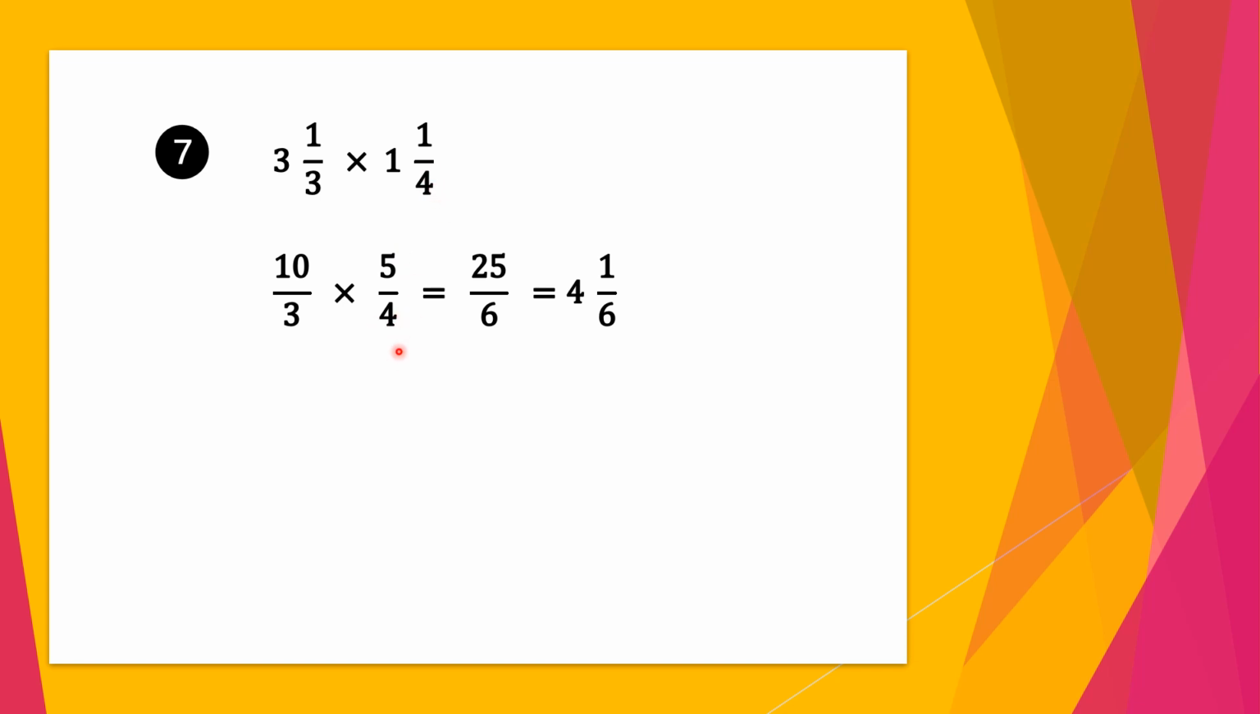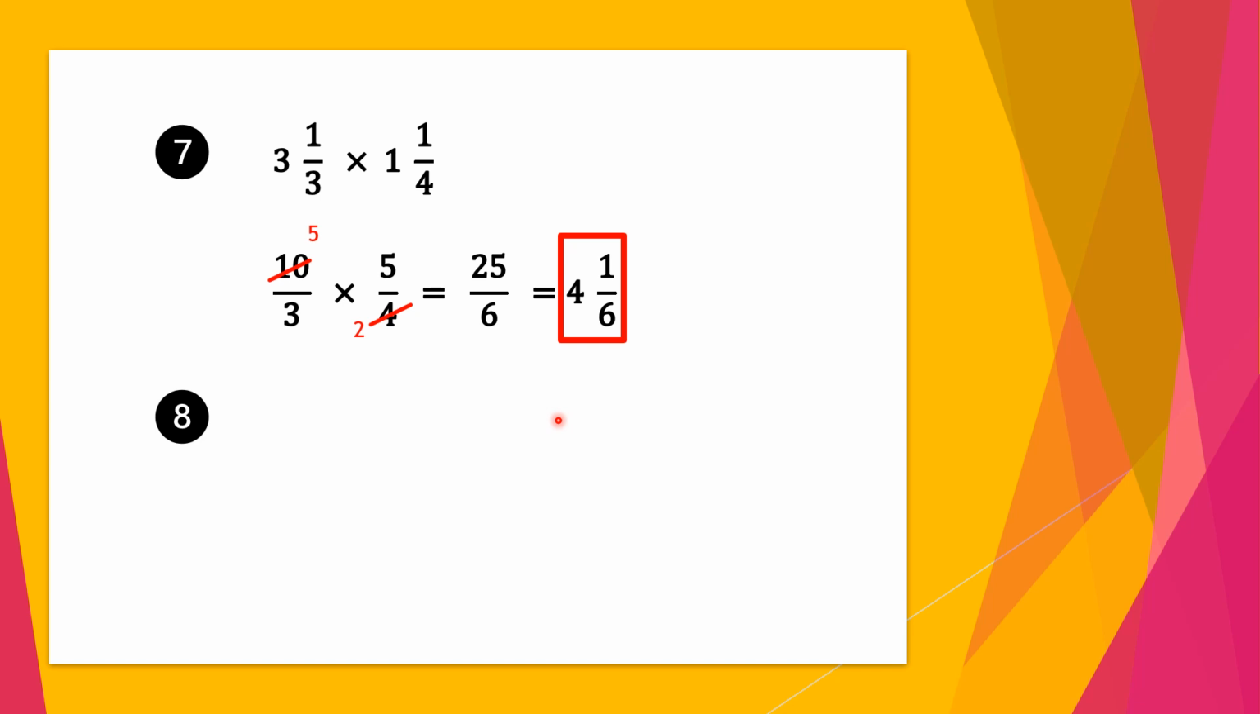Now we can cancel 4 and 10. So 4 goes into 4 once, and 10 goes into 10... So 4 goes 2 times, 10 goes 5 times. So now we multiply our numerators. 5 times 5 is 25, and 3 times 2 is 6. This is a solution, but it is an improper fraction. We want to convert it into a mixed fraction. So our final solution is 4 1/6.